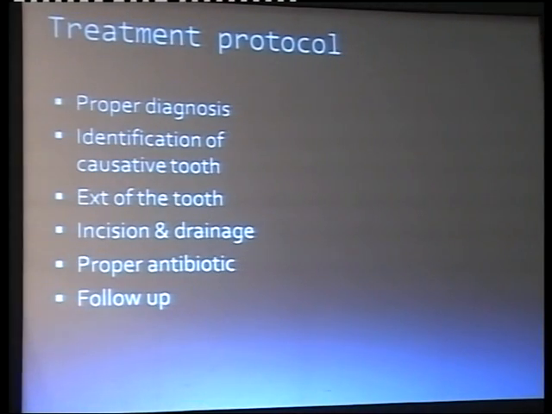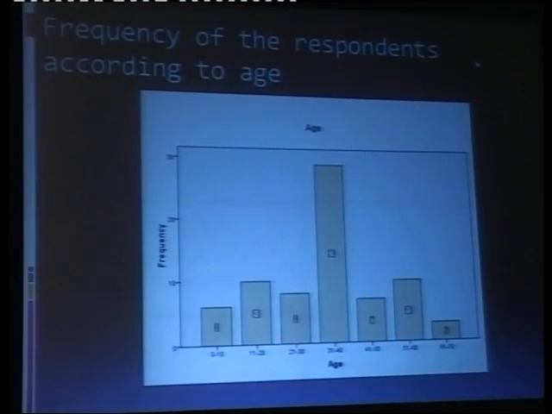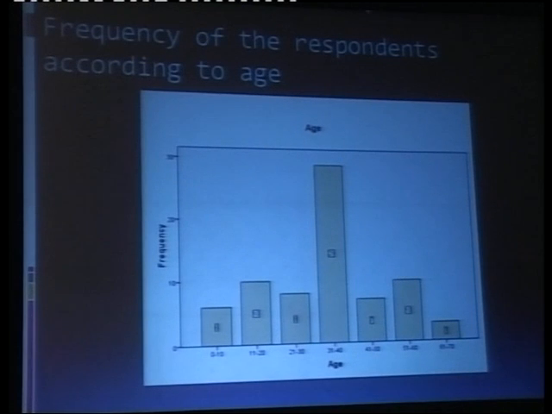gram per dL. So our proper treatment protocol for treating the deep neck space infection is proper diagnosis, identification of the causative tooth, extraction of the tooth, incision and drainage, proper antibiotic application, and then proper follow-up. Here the graph shows the frequency of the respondents according to the age. Actually, we get patients in different age. Every age is responsible. If oral hygiene status is below average, we get patients of different ages in our department. But the fourth decade of life is more susceptible.